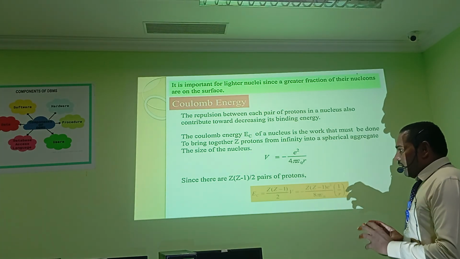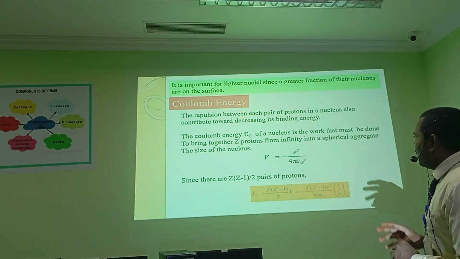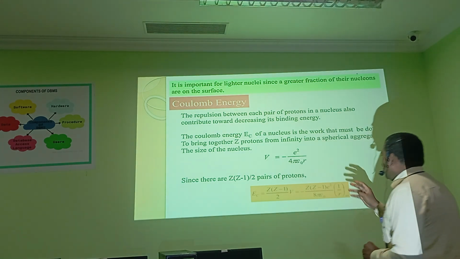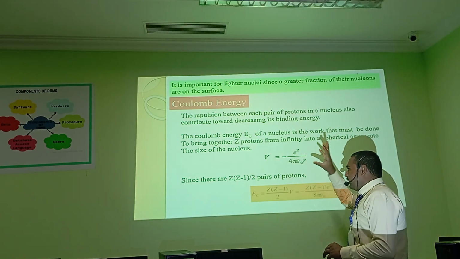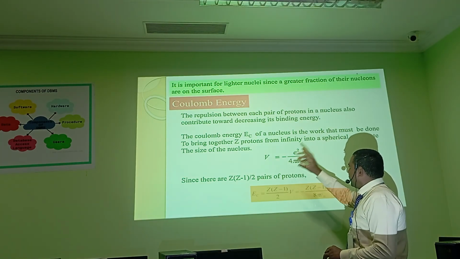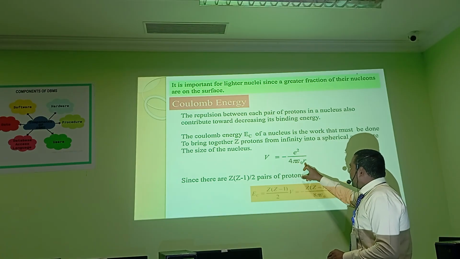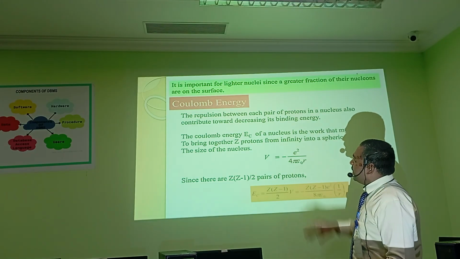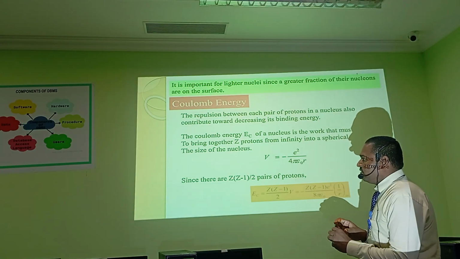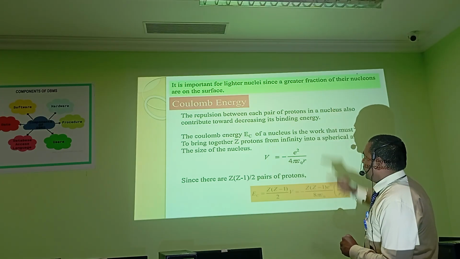Next, the energy term involved, an important topic, is the Coulomb energy. Therefore V equals minus E square divided by 4 pi epsilon r. E is the electron revolving in the outer orbital, 4 pi epsilon naught is the permittivity, and r is the radius of the sphere. That is one of the important forms of the Coulomb energy. Coulomb energy is the strongest energy, the repulsive energy of the neutron and proton.